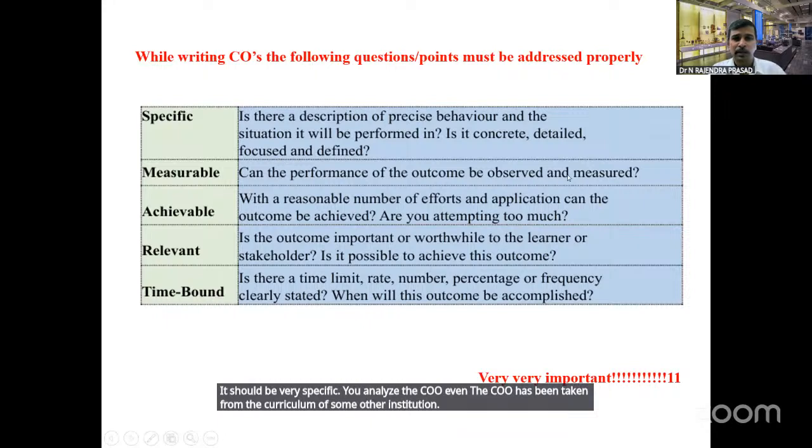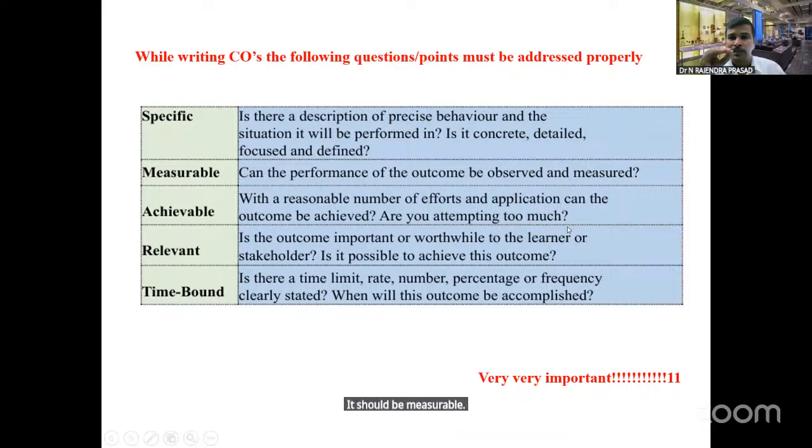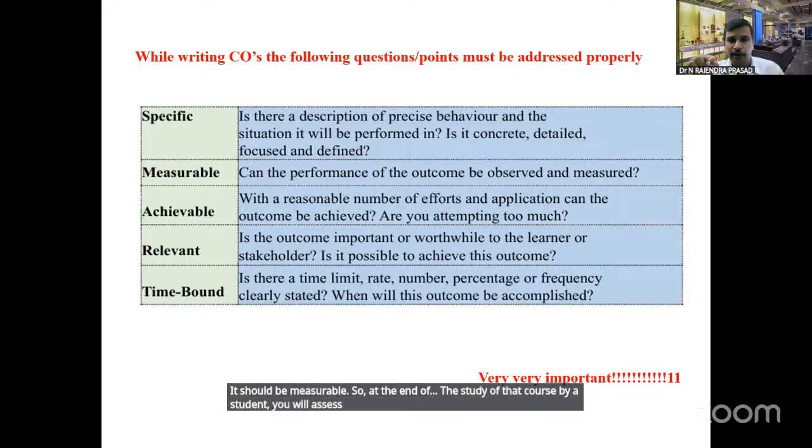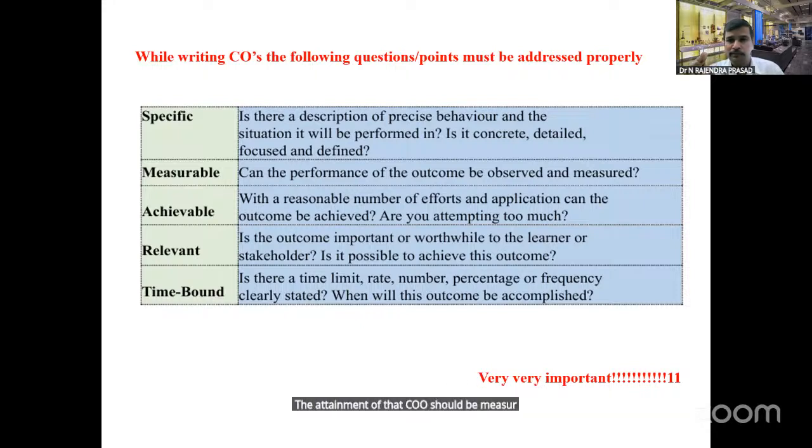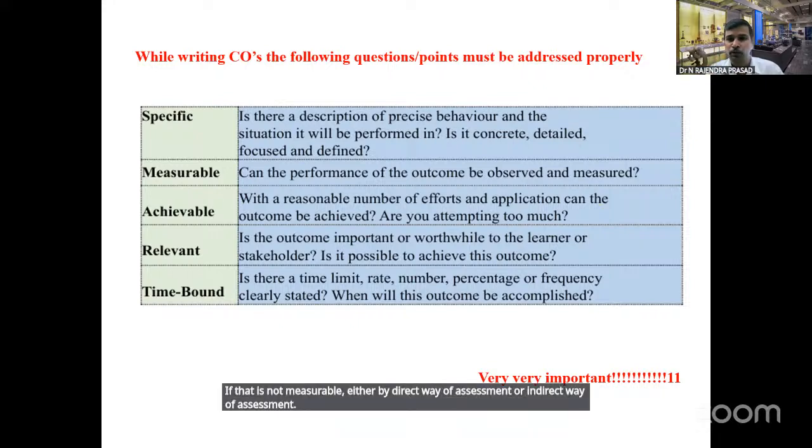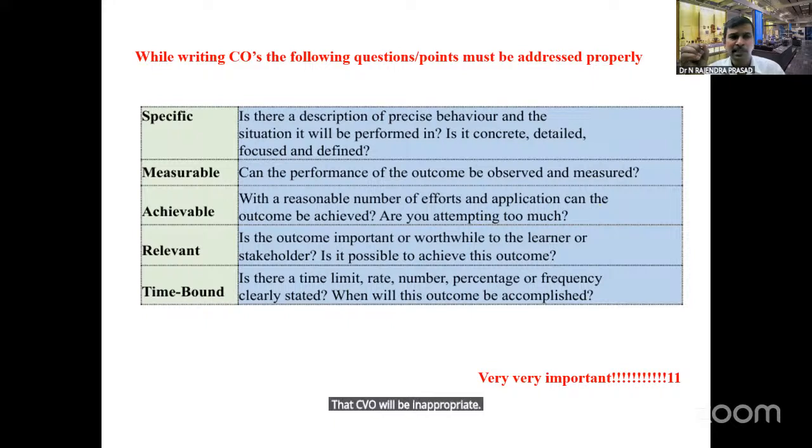It should be measurable. So at the end of the study of that course by a student, you will assess the student. The attainment of that CO should be measurable. That's how you have to design the CO. If that is not measurable, either by direct way of assessment or indirect way of assessment, that CO will be inappropriate. That is immeasurable.